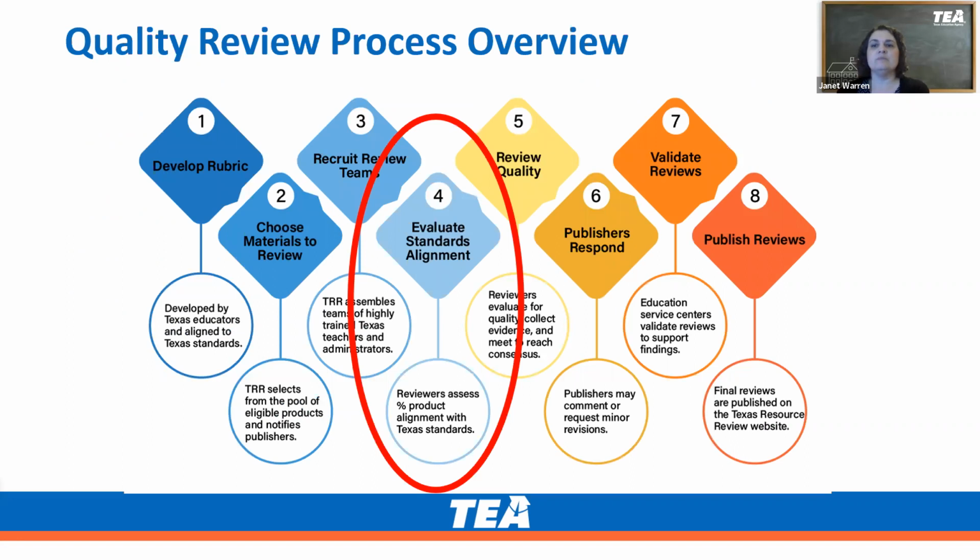I want to call out that we're specifically talking about step 4 in the quality review process, the evaluation of standards alignment. Unlike the quality portion of the review, TEA manages the recruitment and standards alignment teams and the standards alignment process.